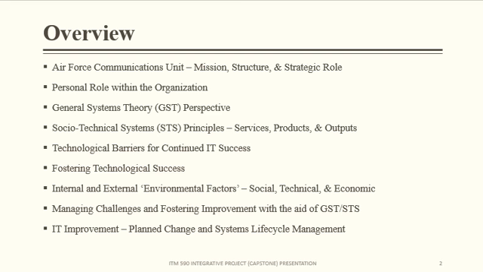And with that framework set and understood, we can then move on to the general systems theory perspectives and socio-technical system principles that provide the services, products, and outputs, and how this organization, this communications unit, has a strategic role. Technological barriers exist within this organization, as well as civilian businesses, but the one specifically for the communications unit will be discussed, and how this unit goes about fostering technological success through various methodologies.